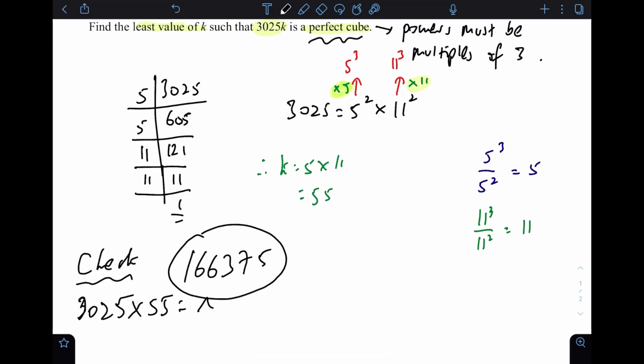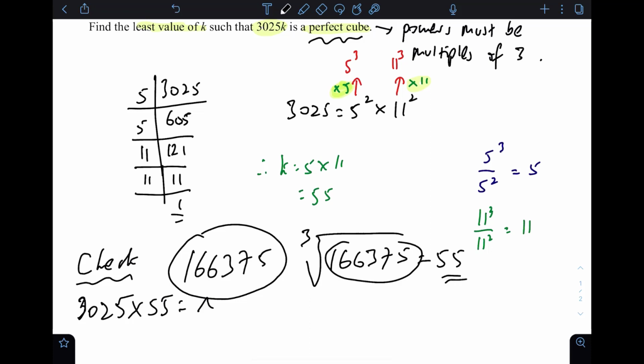Okay, now you try and cube root this. 3025 times 55 is 166,375. You can cube root this. Okay, do a cube root. 166,375, so you can do a very quick check, power 1 divided by 3. You get a nice number here, which means that this number is a perfect cube. Okay, so anyways, final answer for this question, k is 55.